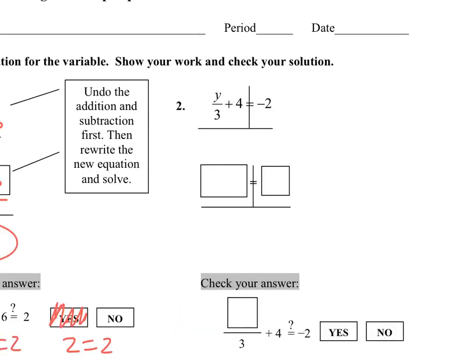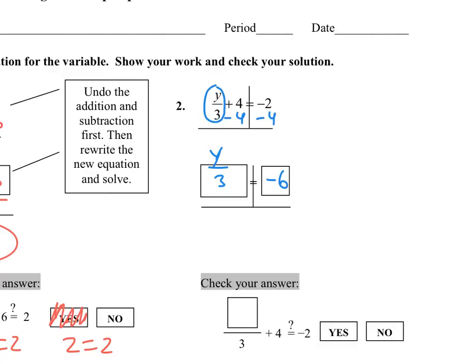On number 2, I'm going to circle my variable and the number attached to it. I'm going to get rid of all my addition and subtraction. I'm going to get rid of my addition by subtracting 4 from both sides. When I do that, I come up with a new equation of y over 3 equals, what's negative 2 minus 4 more? Negative 2 minus 4 more is negative 6.